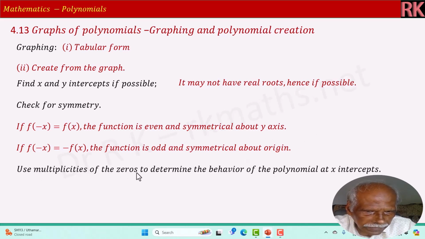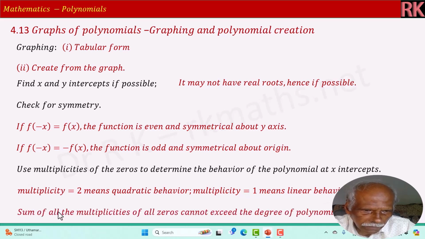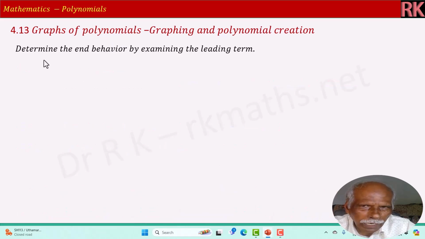Use multiplicities of zeros to determine the behavior of the polynomial at x-intercepts as linear or quadratic. Multiplicity equal to 2 means quadratic behavior. Multiplicity equal to 1 means linear behavior. The sum of all the multiplicities of all zeros cannot exceed the degree of the polynomial. You add all the multiplicities, you get the degree of the polynomial.